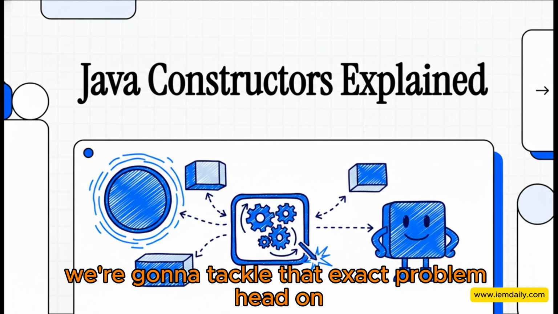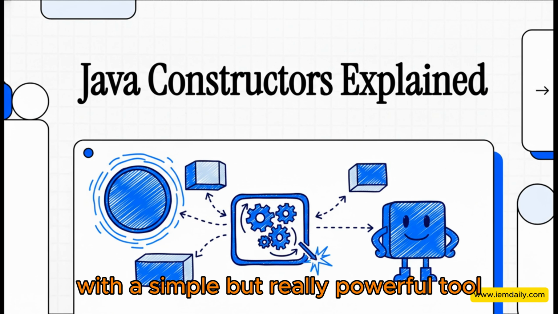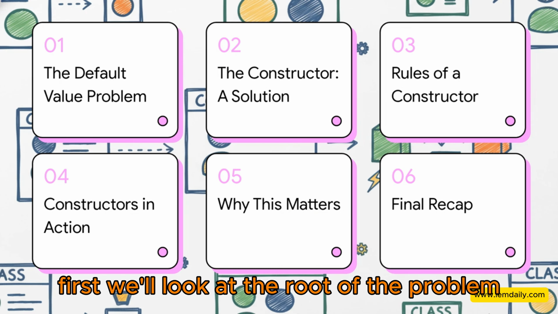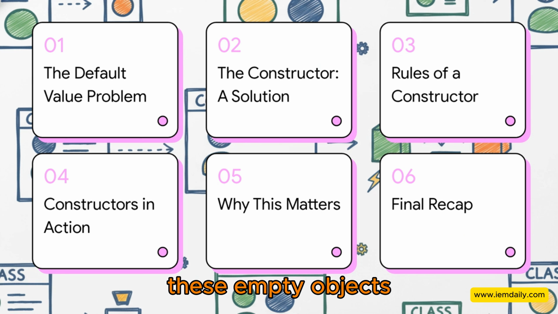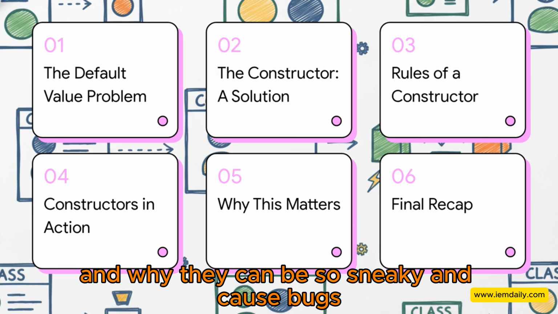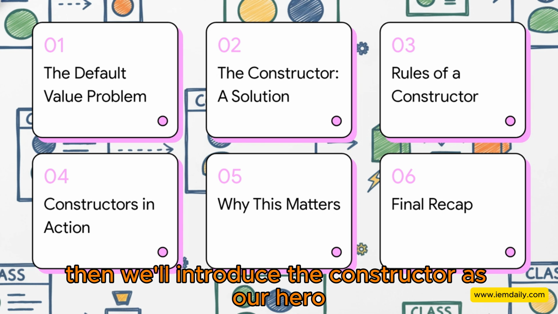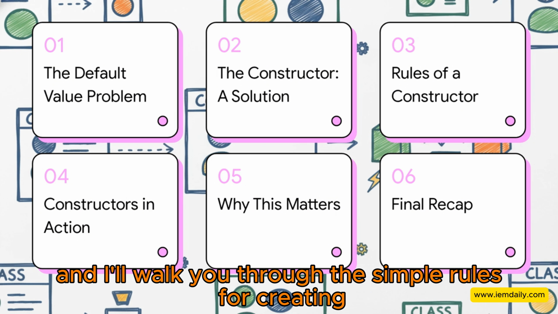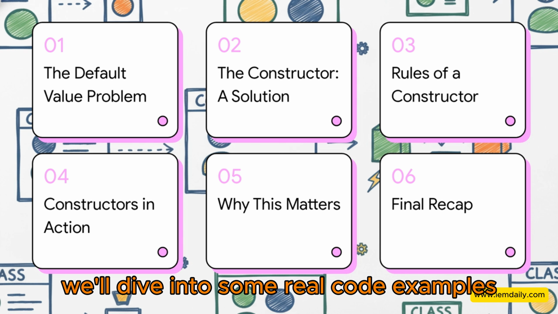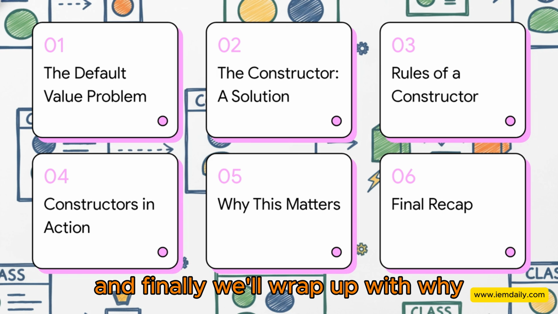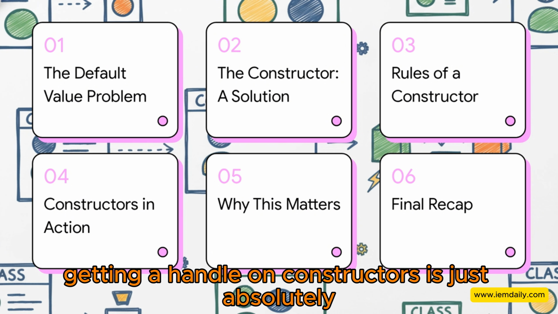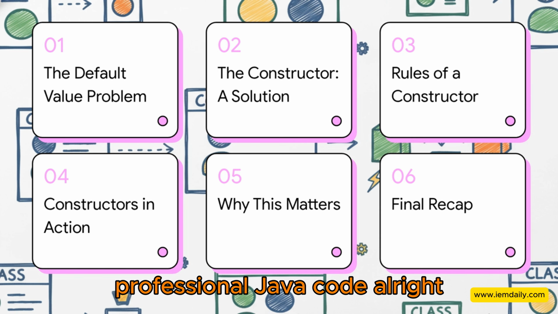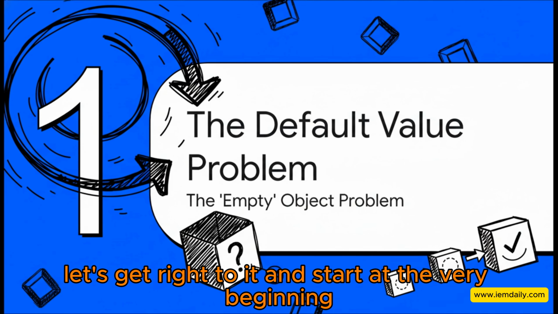In this explainer, we're going to tackle that exact problem head-on with a simple but really powerful tool, the Java Constructor. So here's our game plan. First, we'll look at the root of the problem, these empty objects, and why they can be so sneaky and cause bugs. Then, we'll introduce the constructor as our hero, our solution, and I'll walk you through the simple rules for creating one. Of course, we'll dive into some real code examples to see the before and after. And finally, we'll wrap up with why getting a handle on constructors is just absolutely crucial for writing solid, professional Java code.